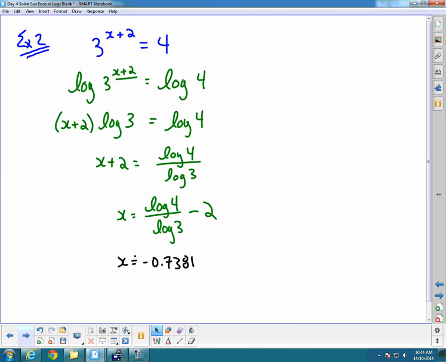Okay, so same steps as before. Take the log of both sides and isolate for x.